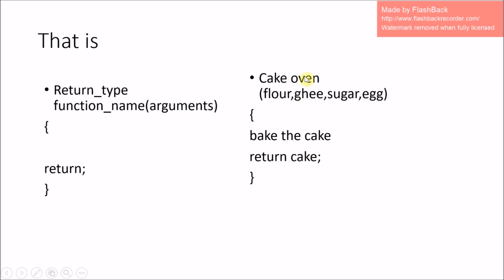The function name is oven. The return type is cake. The flour, ghee, sugar, and eggs are the arguments, and the function body contains the statements to bake the cake and a return statement, after which, on executing the oven function, we will have a good cake.